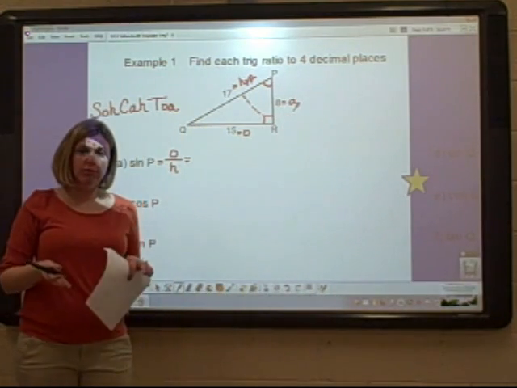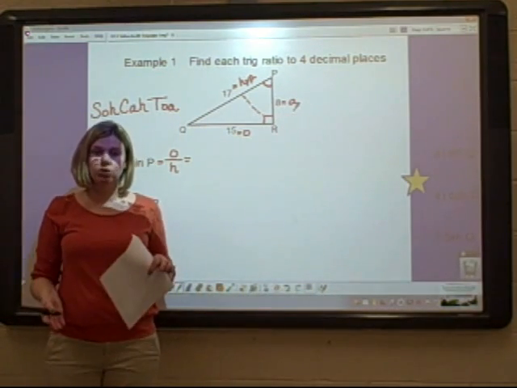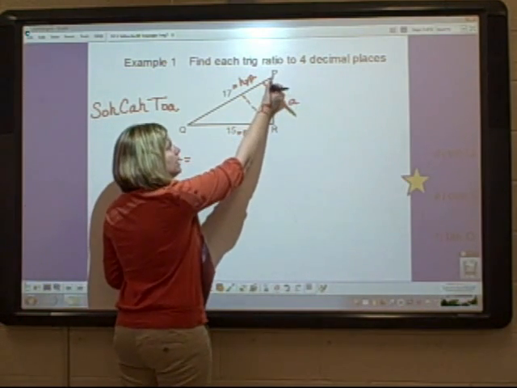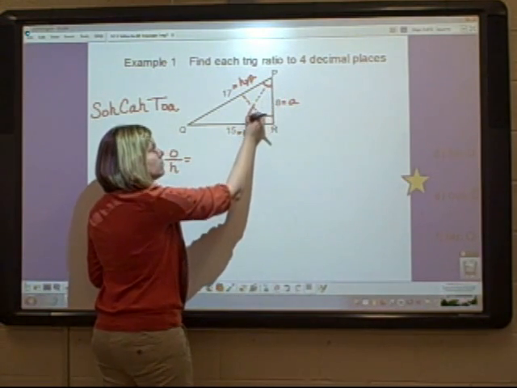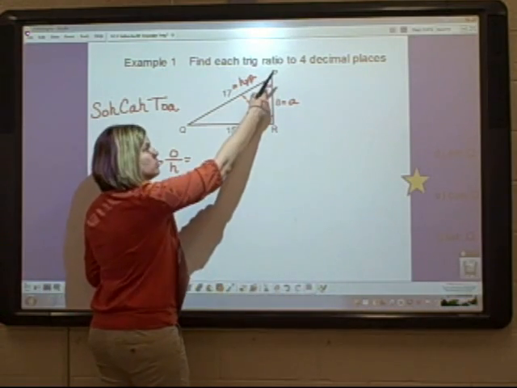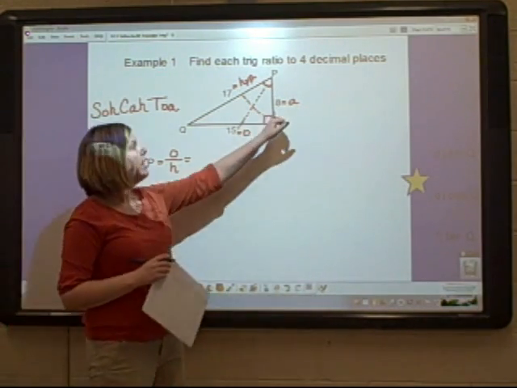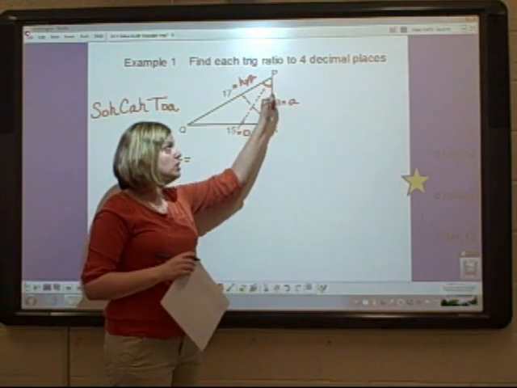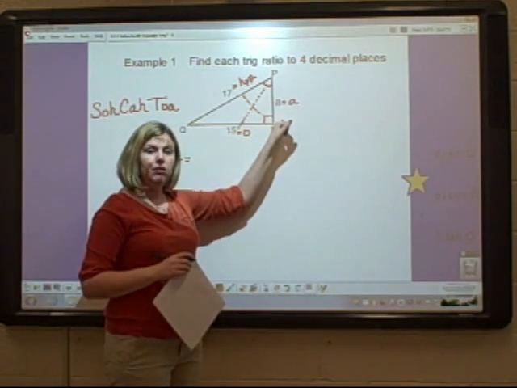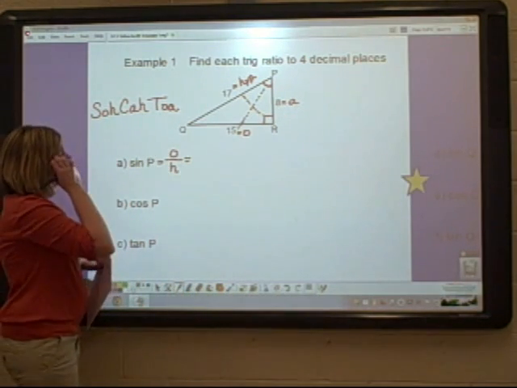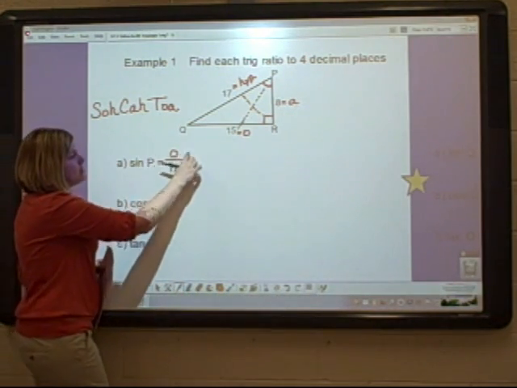And if you get confused on which one's the opposite and which one's the adjacent, go to your angle, P, and you want what's directly across from it. What's directly across from it is your opposite side, and your adjacent is the one that's touching it. This is part of angle P, so that's your adjacent angle. So if I match up my numbers, the opposite is 15.